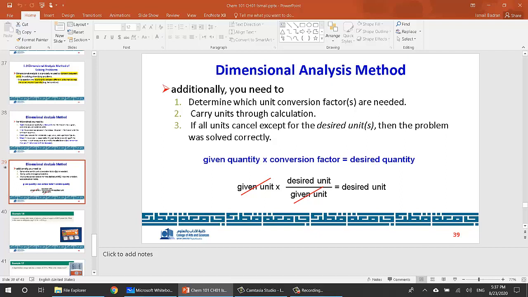So basically what you do is you bring the given unit and you multiply it by a factor, okay? And that factor will be the conversion factor. It is basically the desired unit divided by the given unit. The given units cancel out, and you are left with the desired units.